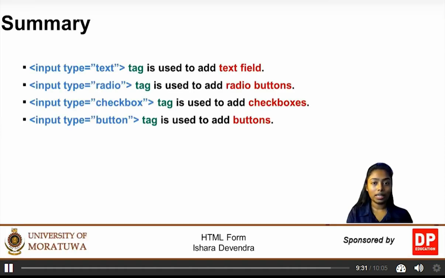In summary, we can say the input type text tag is used to add the text field, and the input type radio tag is used to add radio buttons. The input type checkbox tag is used to add checkboxes, and the input type button tag is used to add buttons. So by using these input elements, you can create any type of HTML form.